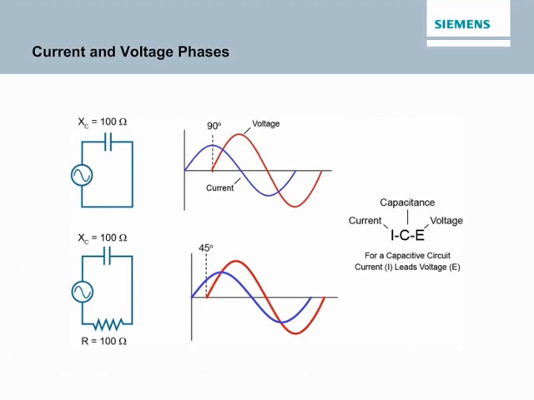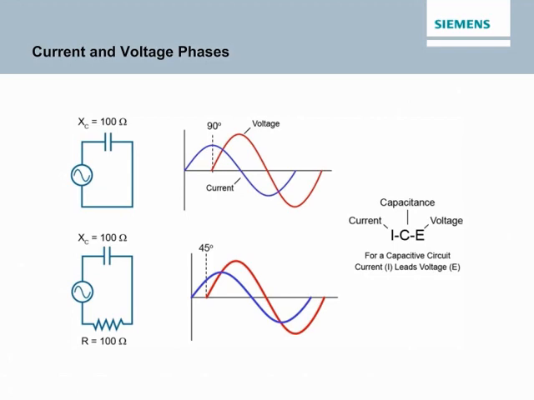For capacitive circuits, the phase relationship between current and voltage is opposite to the phase relationship for an inductive circuit. In a purely capacitive circuit, current leads voltage by 90 degrees. In an AC circuit with both resistance and capacitive reactance, current leads voltage by more than 0 degrees and less than 90 degrees. The exact amount of lead depends on the relative amounts of resistance and capacitive reactance.